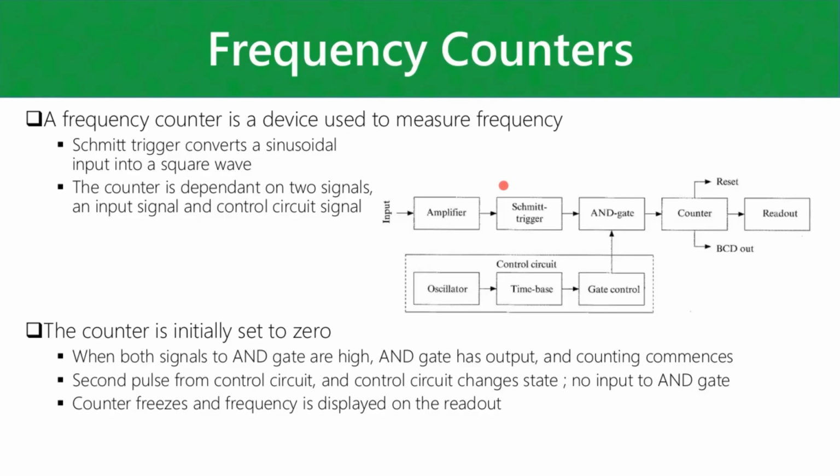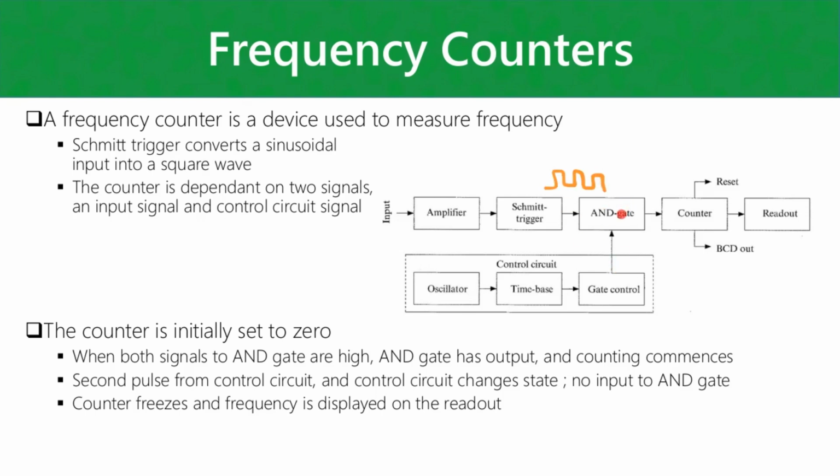All right, so if you take a look at the frequency counter, it's a device that's used to measure frequency. Essentially the counter here is dependent on two signals. You're going to have an input signal and a control circuit signal. So what happens here is you have your input going into an amplifier. That then drives a Schmitt trigger that is going to give you a square wave pulse like that.